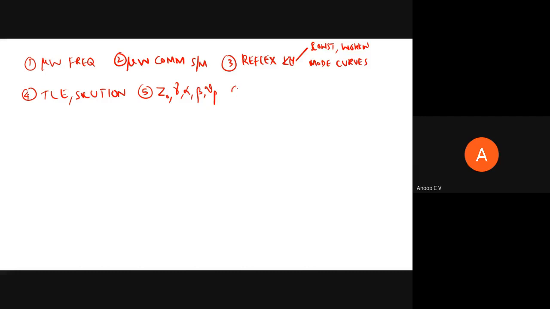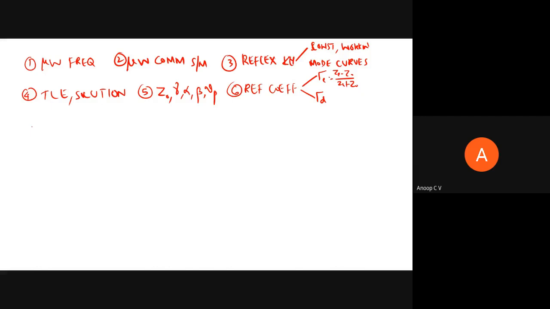Then the sixth one is reflection coefficient. In this, we have gamma L equal to (ZL minus Z0) divided by (ZL plus Z0), and gamma D in terms of gamma L. And I may even ask you to plot phases and all those things.